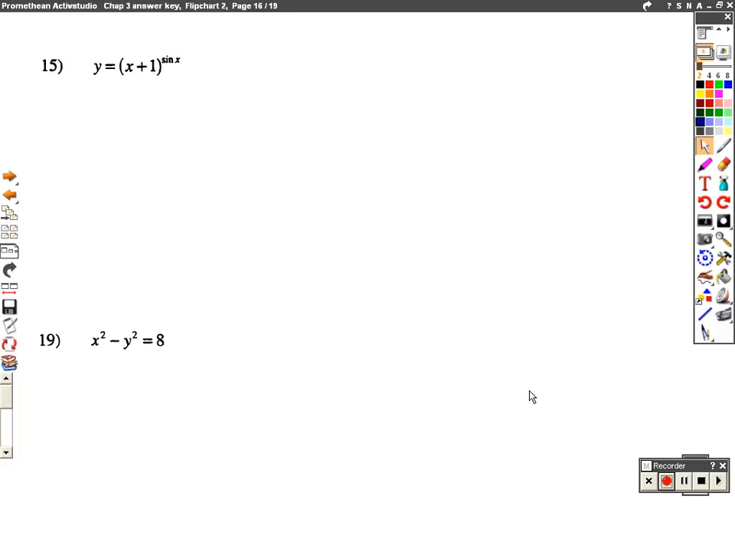Alright guys, for the next two, I'm just actually going to do 15 and 19. We're skipping all the ones that have parametrics in them. Okay, so for 15, we have the same problem we had for 14. We've got a variable raised to a variable power, and we can't have that, so we need to take the log of both sides to start logarithmic differentiation.